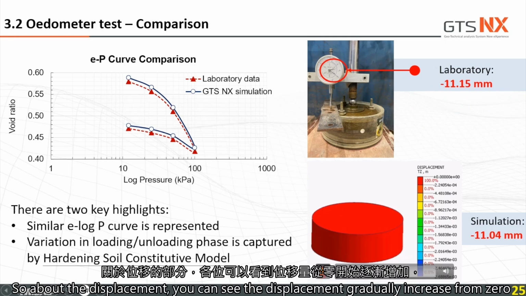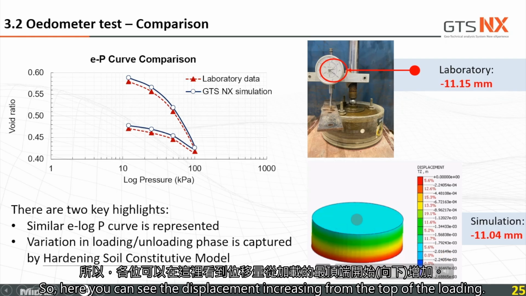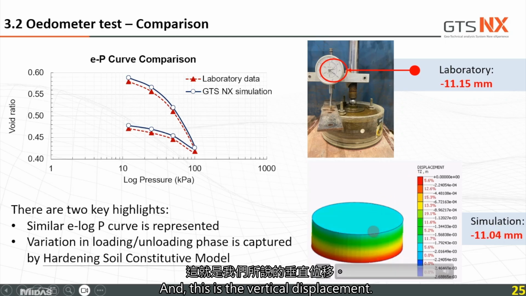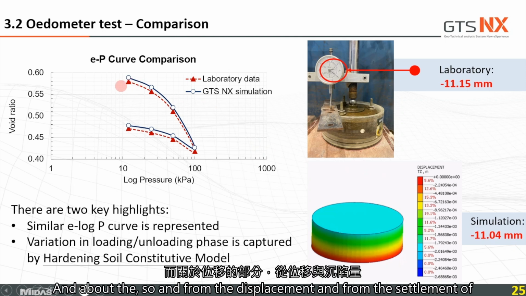About the displacement, you can see it gradually increases from 0 to 2.688 e to the power of minus 3. Here you can see the displacement increasing from the top of the loading. Yes, and this is the vertical displacement. And the simulation result showed that 11.04 millimeters was observed.